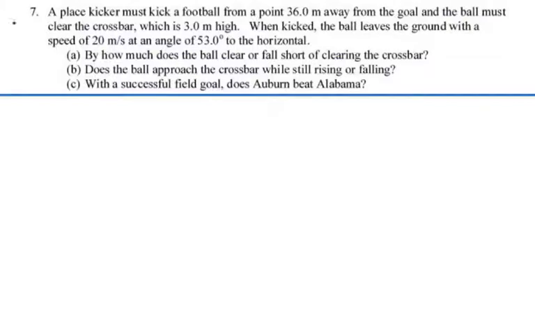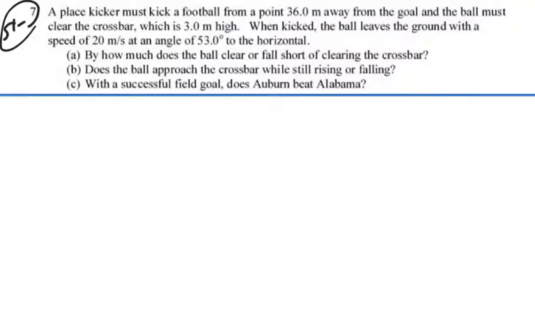Here's sample test 1, problem number 7. A place kicker must kick a football from a point 36 meters away from the goal, and the ball must clear the crossbar, which is 3 meters high. When kicked, the ball leaves the ground with a speed of 20 meters per second at an angle of 53 degrees to the horizontal. By how much does the ball clear or fall short of clearing the crossbar?